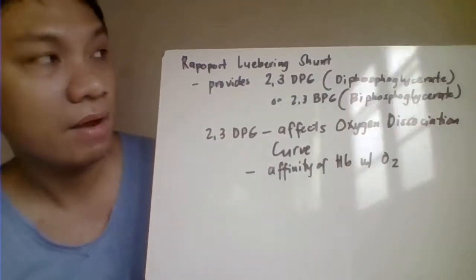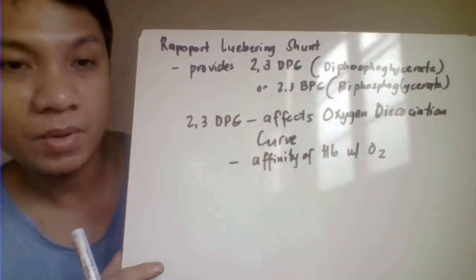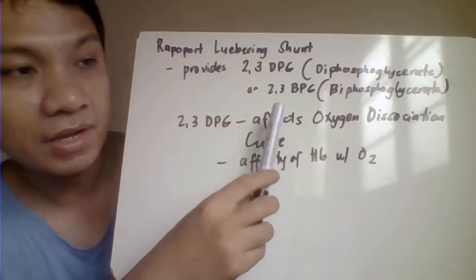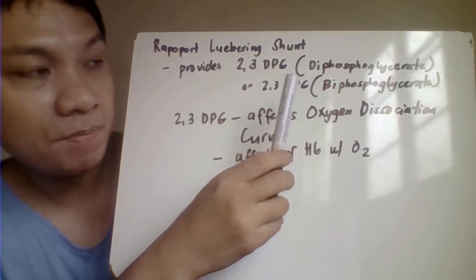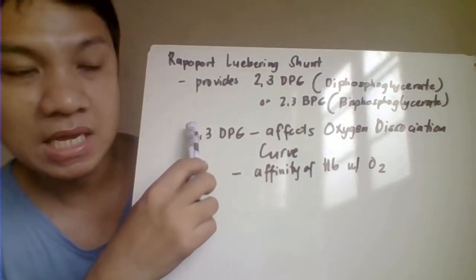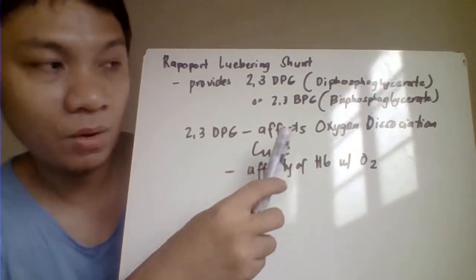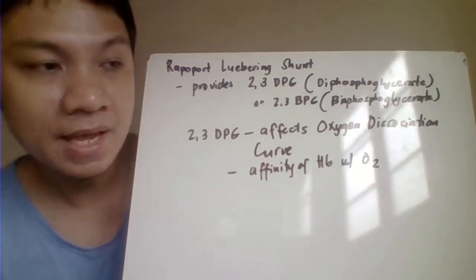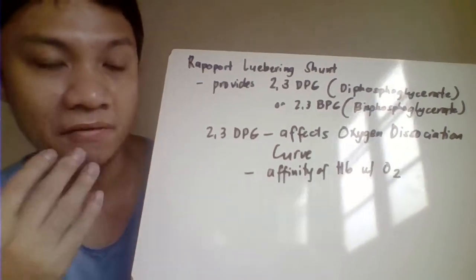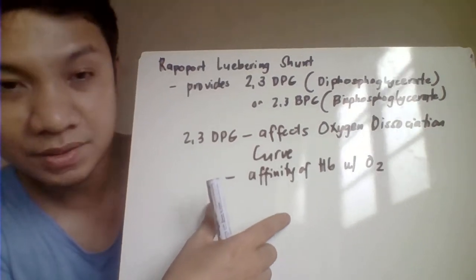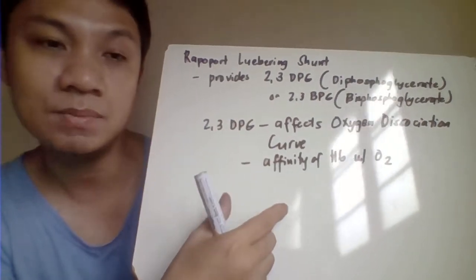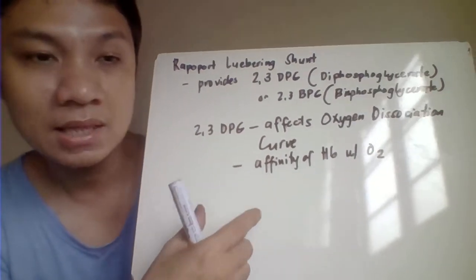Okay, the next pathway, we have here your Rapoport-Luebering pathway. This pathway provides you with the 2,3-DPG or your diphosphoglycerate. Other name for that is your 2,3-bisphosphoglycerate. So 2,3-DPG is needed here as it affects our ODC. ODC stands for oxygenation curve, which describes the affinity of our hemoglobin with our oxygen. So Rapoport pathway is the one responsible for the production of your 2,3-DPG.